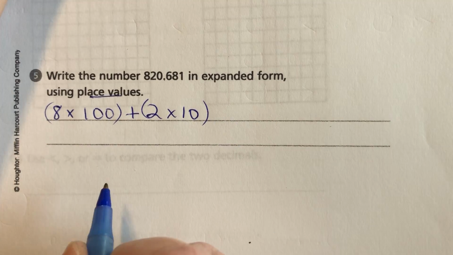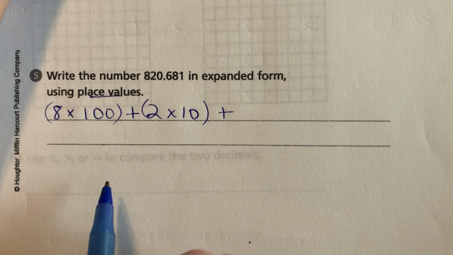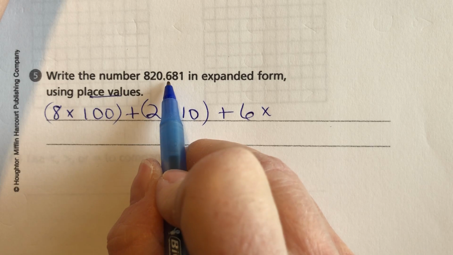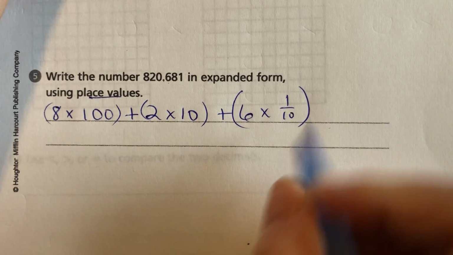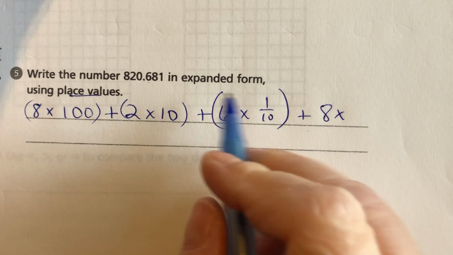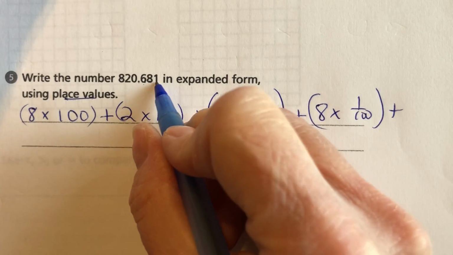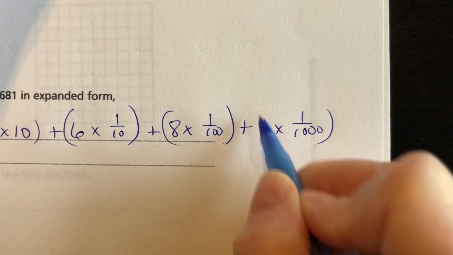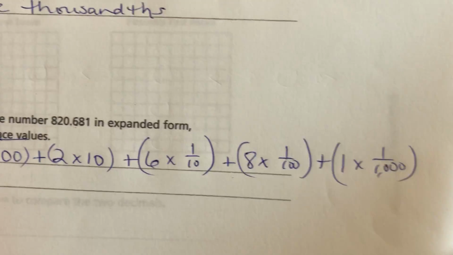I'm going to have to do it now because I did it for the other one. Plus, I do not need to say 0 times 1. 0 times 1 is 0. But this 6, I do need to multiply by the place that it is in. It is not in the tens place, it is in the tenths place. Plus, that 8 is in the hundredths place. And the 1 is in the thousandths place. All right, that's what it should look like. All right, keep it going.